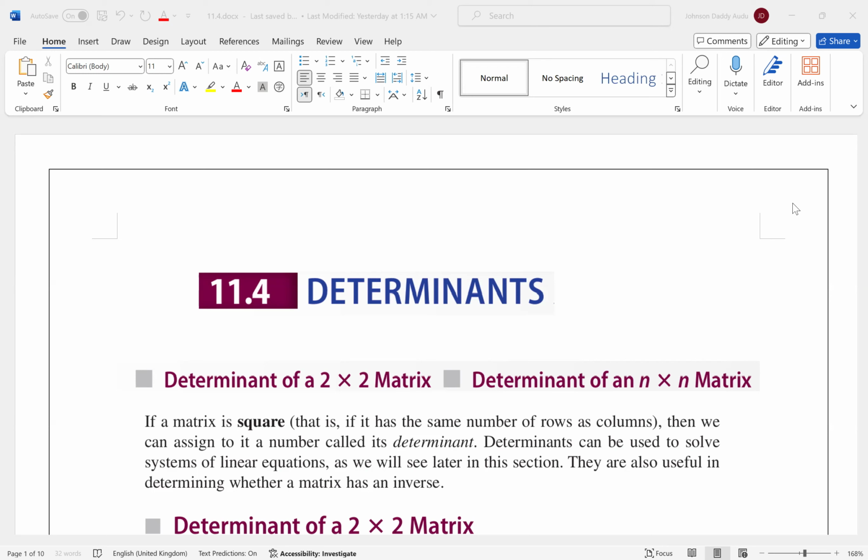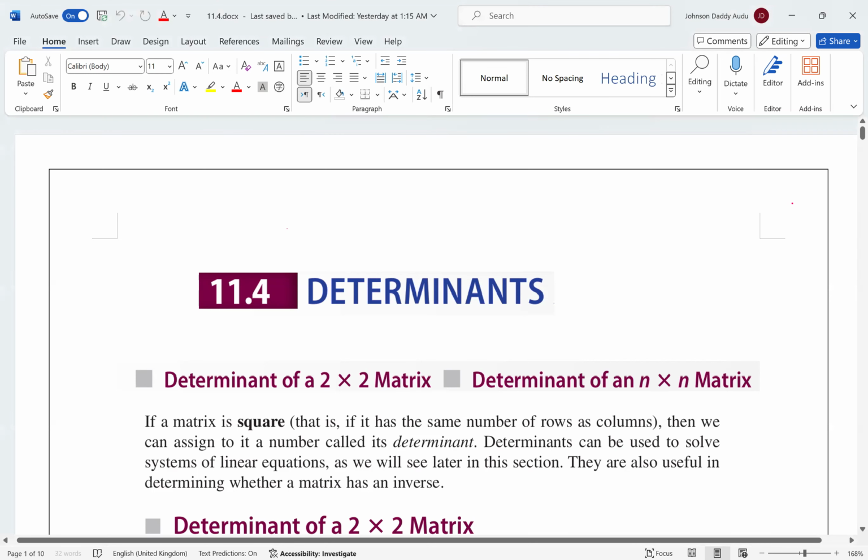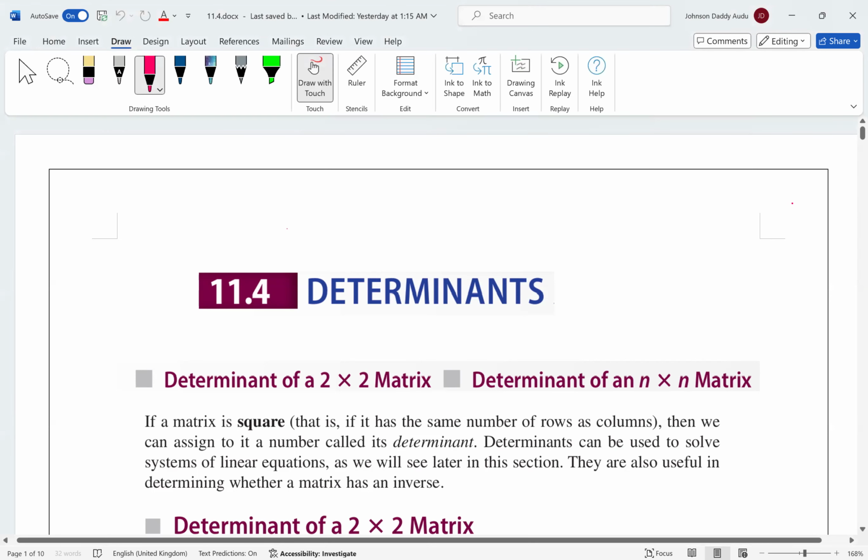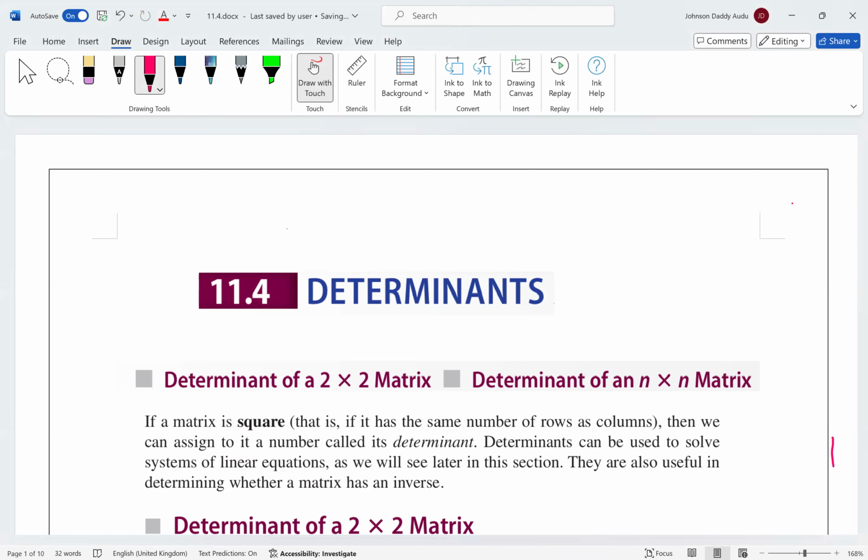Hello, viewers. In this video series, we'll be looking at determinants, which is section 11.4. We'll start with the determinant of matrices: 2 by 2, 1 by 1, and for any n by n.